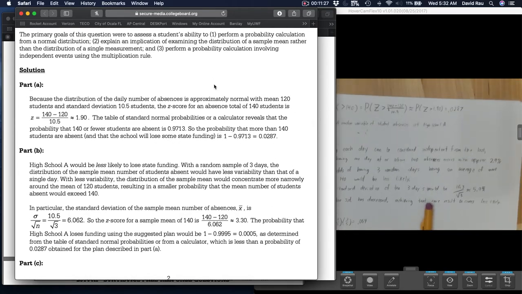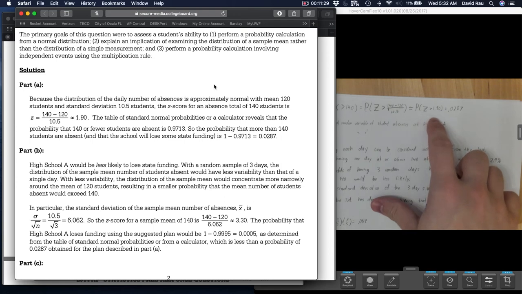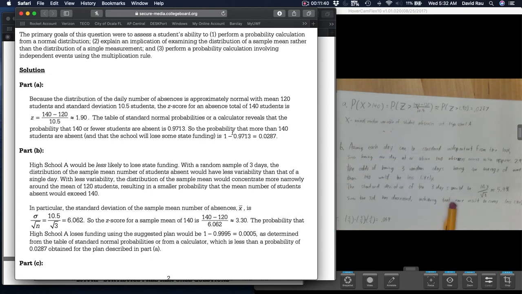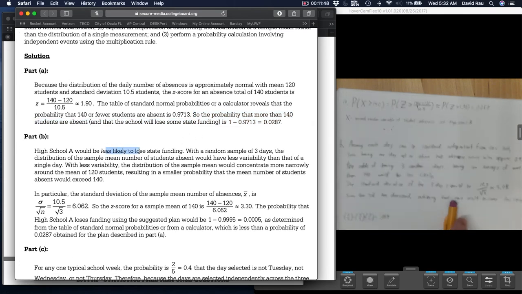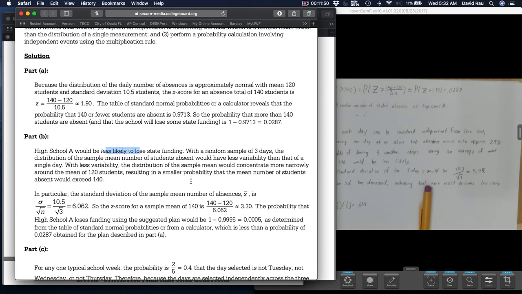Okay, so again, we get the approximate 1.9. Yay, so see how I put approximately there for that. And I got the 0.0287. Perfect. Okay, and again, I said that I should round that out with a statement at the end, and that's what they did, so definitely do that. So it would be less likely to lose funding. Now, why? Okay, awesome. See, look, they take into account that standard deviation.